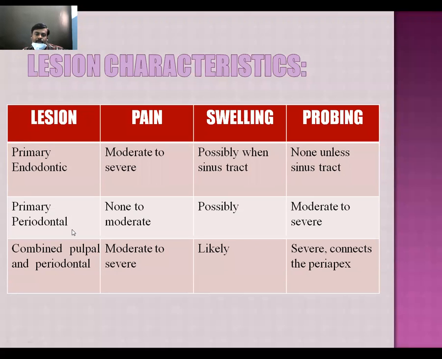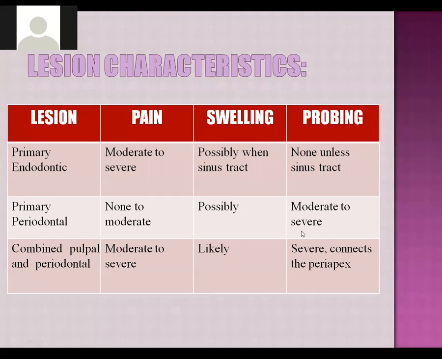So, primary periodontal. The patient usually has periodontal problems. They present to you with a dull, continuous aching pain. It won't be severe; it is a dull, continuous aching pain. Swelling may be present around the tooth involving the gingiva.